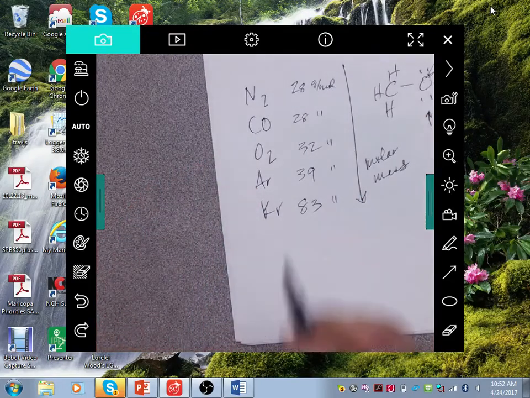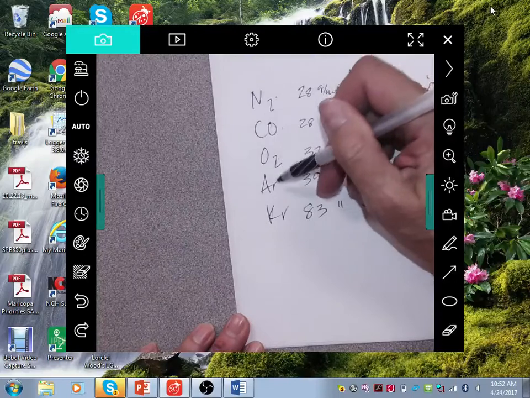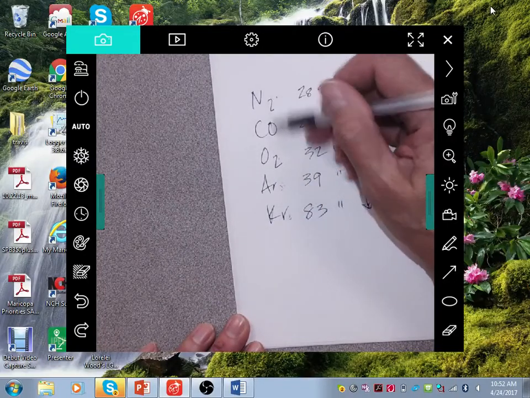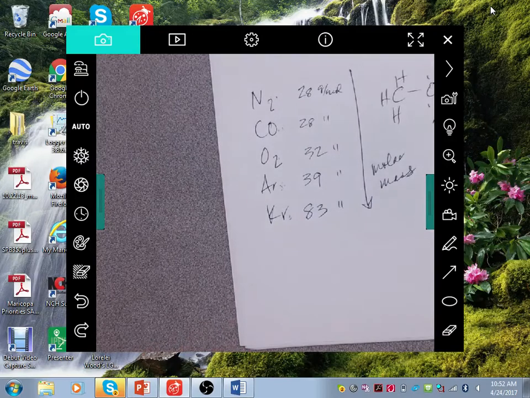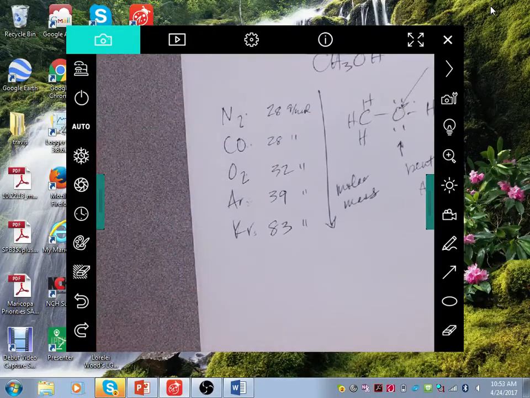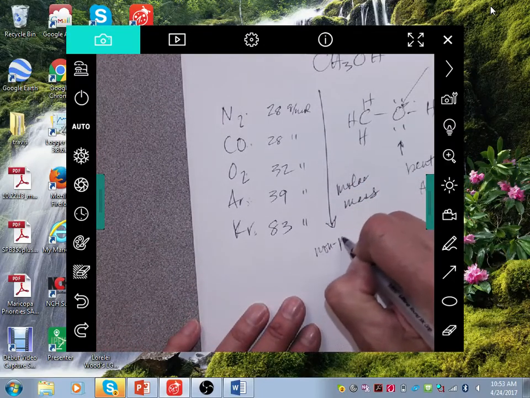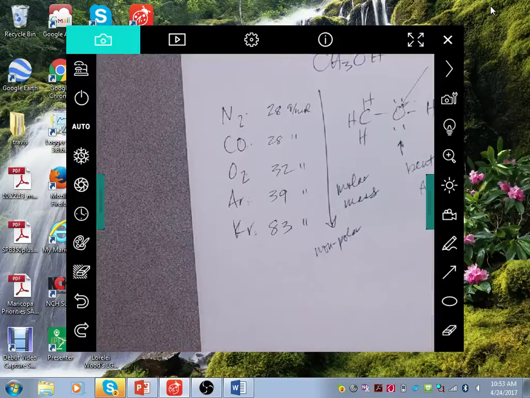All right, so the molar mass is increasing, right? It's getting heavier. What could we say about the polarity of each of these molecules? Some of them are monatomic, like argon and krypton. Some of them are diatomic. What could we say about the polarity of each of those? Would they be nonpolar or polar molecules? They're all non-polar molecules.